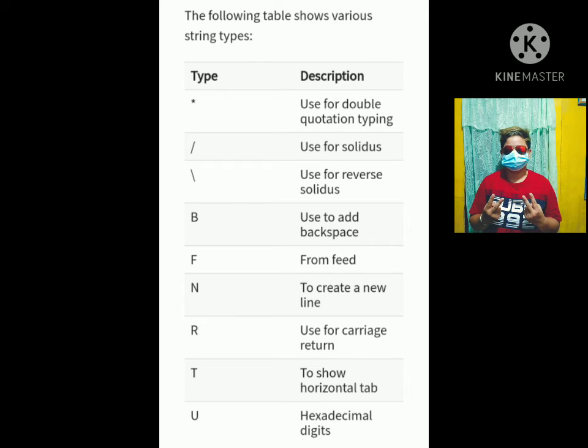String: it is a series of double-quoted Unicode characters with backslash escaping. Various string types are: types, description. Quote, used for double quotation. Right slash, used for solidus. Left slash, used for reverse solidus. b, used to add backspace. f, form feed. n, to create a new line. r, used for carriage return. t, to show horizontal tab. u, hexadecimal digits. Syntax: var json-object-name = { string : string_value }. Example: var obj = { name: Andy }.